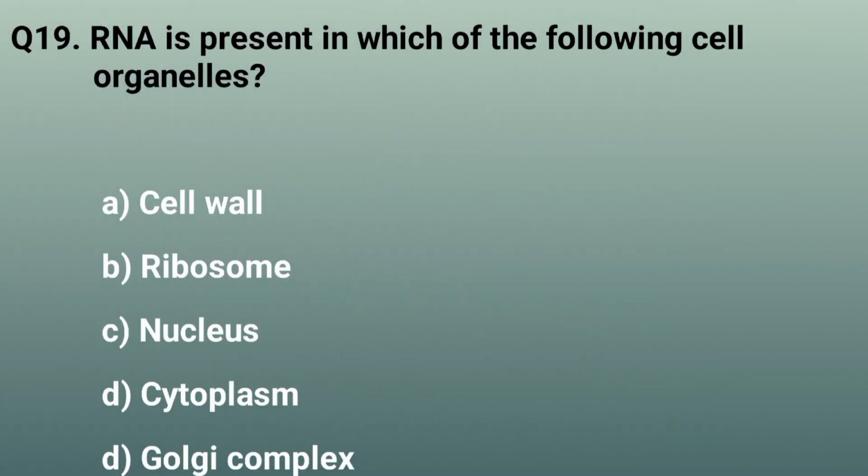Question number 19. RNA is present in which of the following cell organelle? The right answer is option B. Ribosomes.